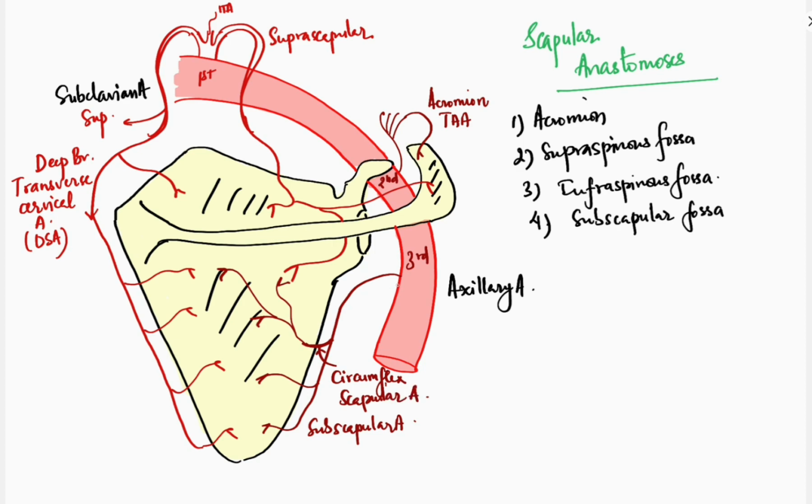Another branch from the third part, called the posterior circumflex humeral, which winds around the surgical neck of humerus, gives a branch to the acromion. This is hence a branch of the posterior circumflex humeral artery. Normally, the flow of blood is towards the scapula, be it from the subclavian arterial branches or be it the branches of the axillary artery.